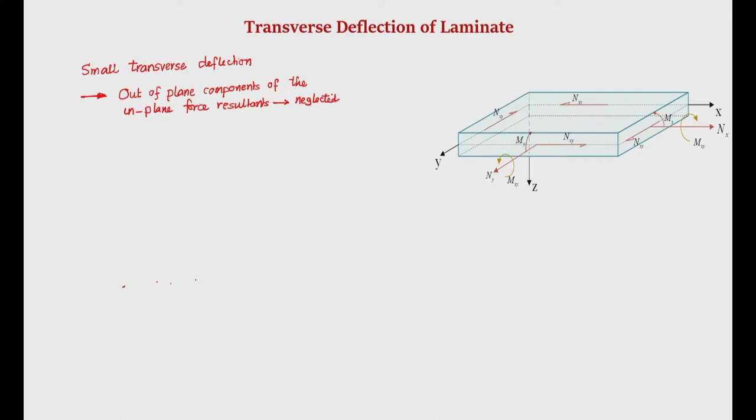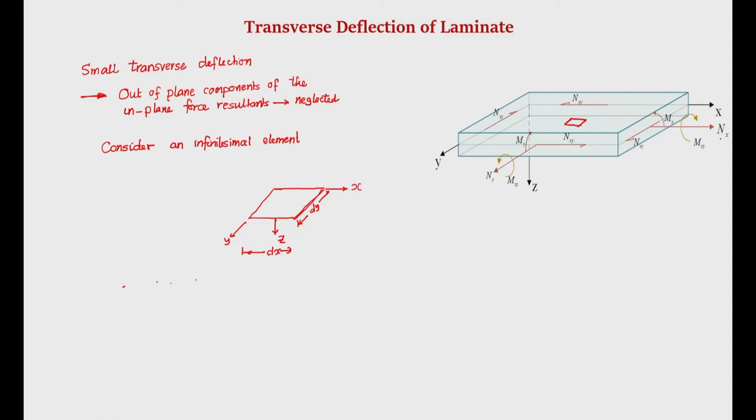So, what we do here is we consider an infinitesimally small element from this laminated plate. We consider a small element from this laminate, represented by its mid surface. This is x, this is y, this is z, and consider its equilibrium. Suppose this length is very small, this is dx, this is dy.